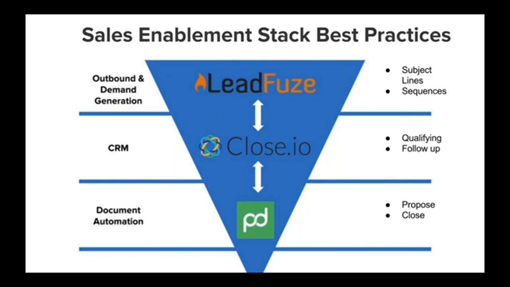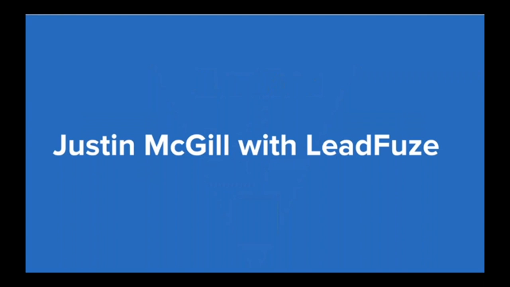At the top, we have outbound and demand generation. That is outbound emails to generate new prospects and get them interested, and Justin's going to be talking about some best practices for subject lines and sequences. For CRM and sales operations, Kevin Romani is going to be talking about how to qualify a prospect that might have responded positively to one of those emails. And then when they fall off, how to follow up, how to get them back on the line and get them engaged and interested. And then myself, Jared, I'll be talking a little bit about document automation and how to tie this entire funnel back together. So how to propose and how to close.